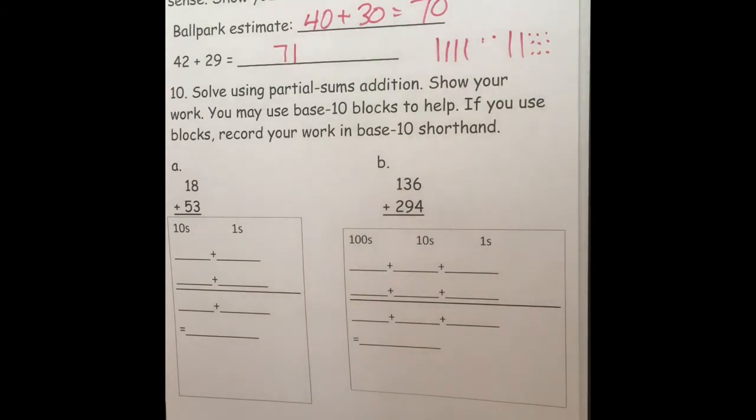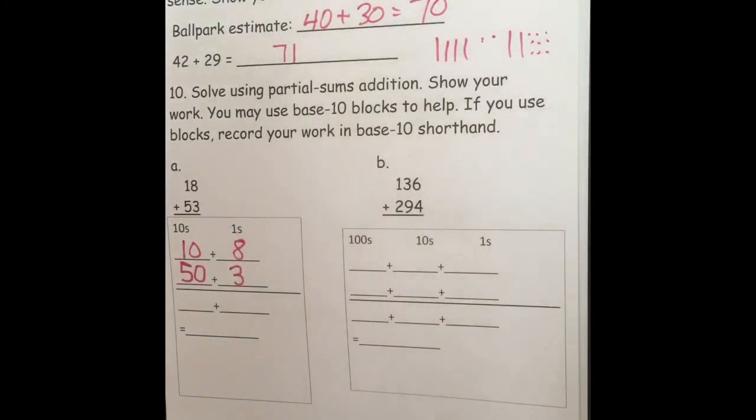Number 10, solve using partial sums addition. Show your work. You may use base 10 blocks to help. If you use blocks, record your work in base 10 shorthand. So solve number 10. Solve using partial sums addition and show your work. So we're going to add the numbers together, breaking them up into tens and ones first, adding those together, and then adding the numbers together to find the final answer.